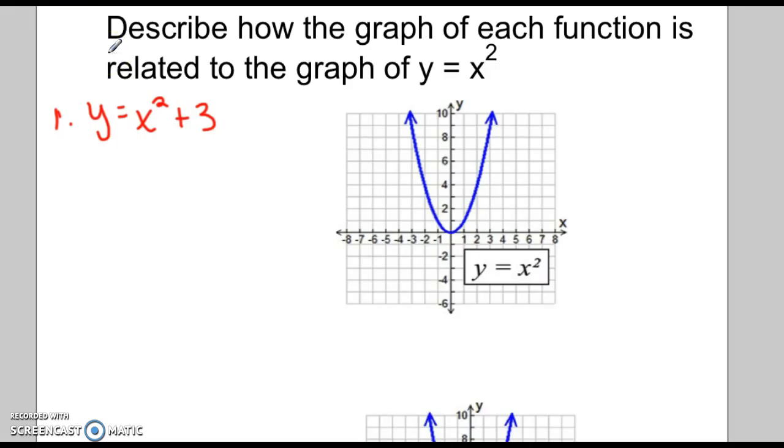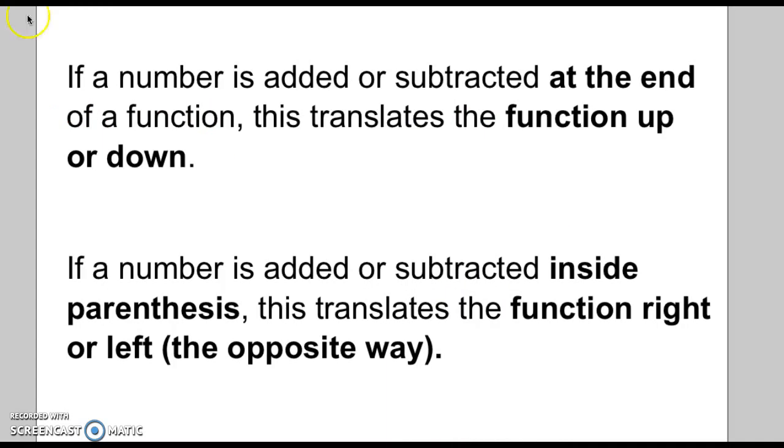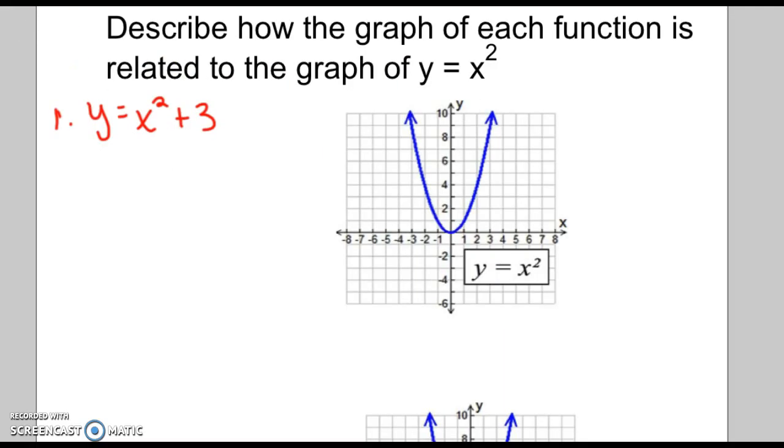Okay, describe how the graph of each function is related to the graph y equals x squared, our parent graph. So the blue is our parent graph, and my new function is y equals x squared plus 3. Again, going back to the last slide, if a number is added or subtracted at the end of a function, this translates the function up or down. So our parent function, y equals x squared, we added 3. So this will be translated up 3, because it's a positive 3.